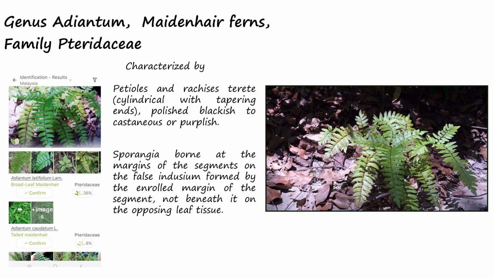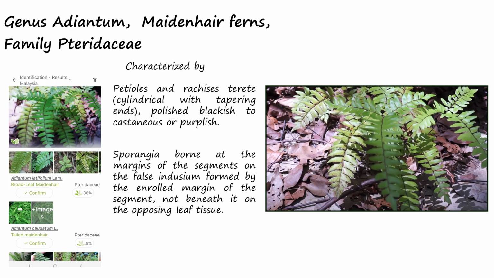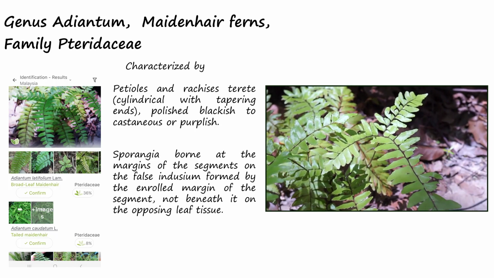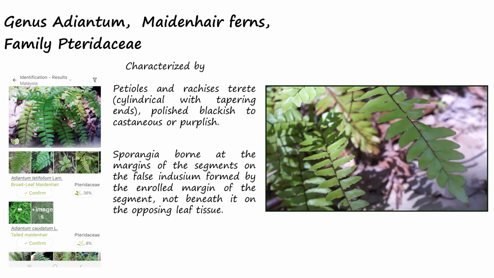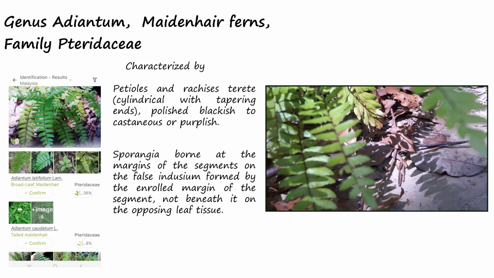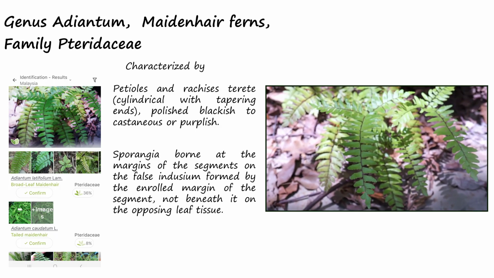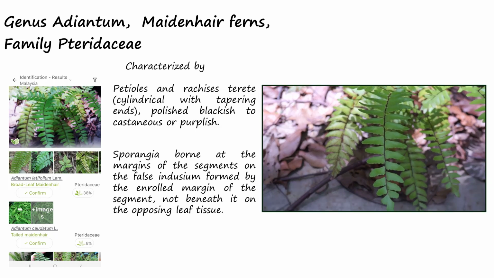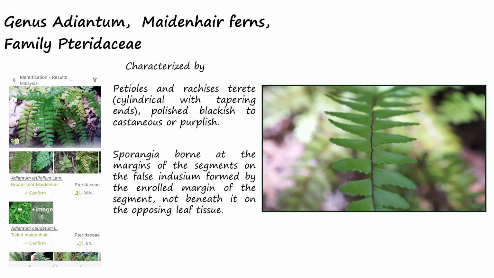The fern observed was identified by the app PlantNet as possibly Adiantum latifolium or Adiantum caudatum. Genus-level identity as Adiantum seemed correct, since the fern under question has the characteristics of an Adiantum species, which are petioles and rachises which are polished, terete, that is cylindrical with tapering ends, blackish to castaneous, that is reddish-brown, sori formed on the veins of the recurved laminar margins, that is false indusia, and absence of paraphyses.